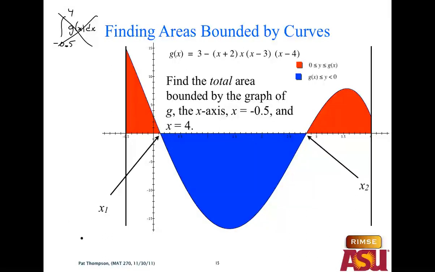Melody? I had 3 separate integrals. -0.5 on the bottom of the integral sign, and the top was x1, and then g of x, plus the integral from x1 to x2, but that's minus from the first one. So you're going to add that second integral or subtract it? Subtract the second integral. And then the next one is from x2 to 4.